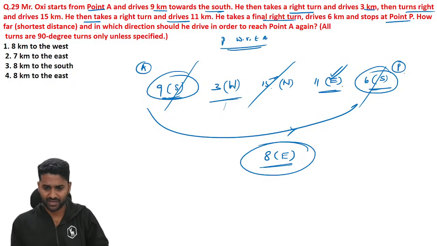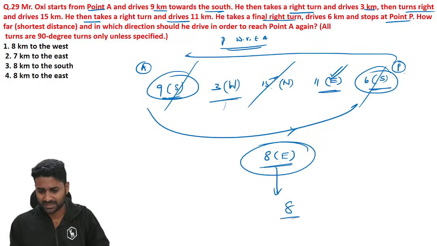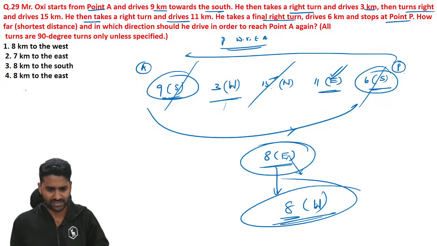But my question is different. In which direction does that person have to travel to reach point A? So the answer is the distance is the same but the direction is opposite. Opposite of east is west.